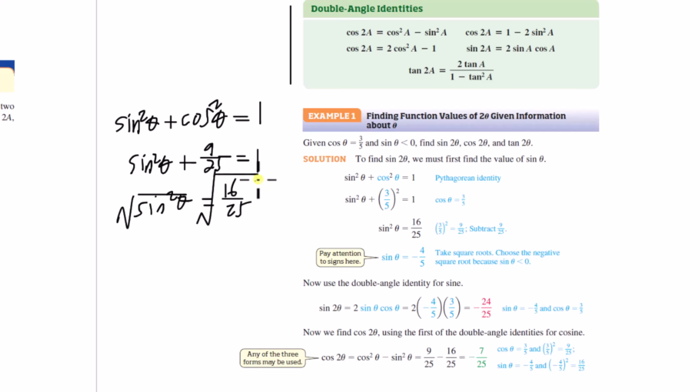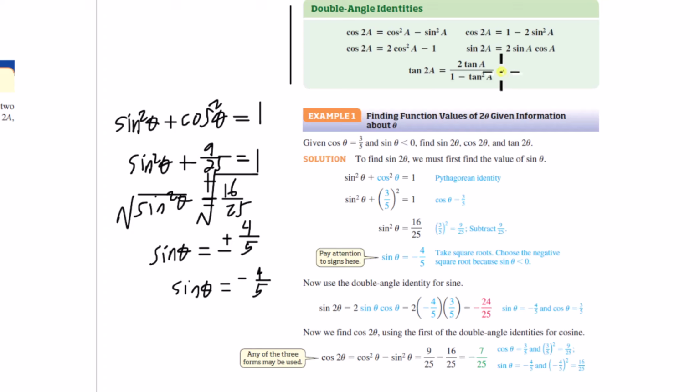Take the square root of both sides. Sine theta is equal to plus or minus 4/5. But they tell us that sine theta is negative, so we know that sine theta must be minus 4/5. All right, so we've got that.